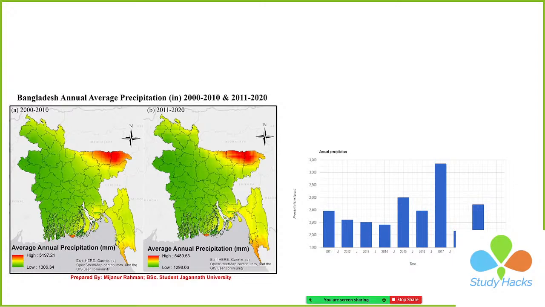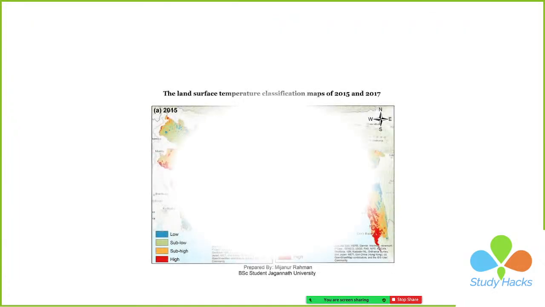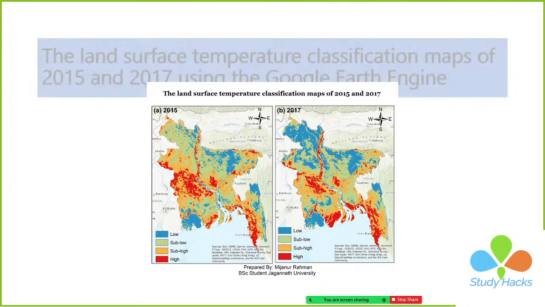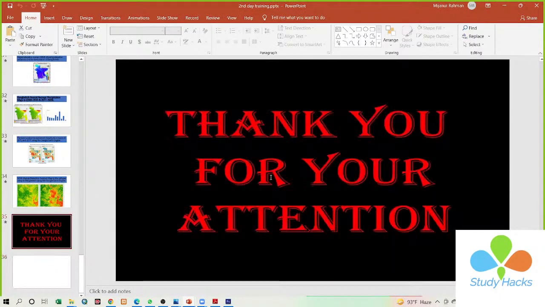Google Earth Engine is very latest technology, and we can easily do different types of remote sensing analysis using it. So this is another thing, the land surface temperature classification map, years 2050 to 2070. We can classify it into sub-low, low, sub-high and high temperature. So we can easily classify the land surface temperature using the Google Earth Engine platform.